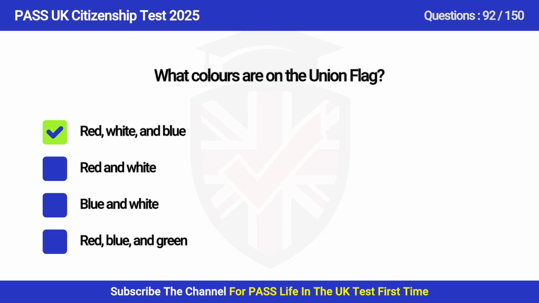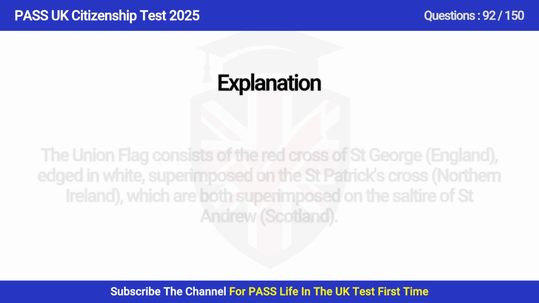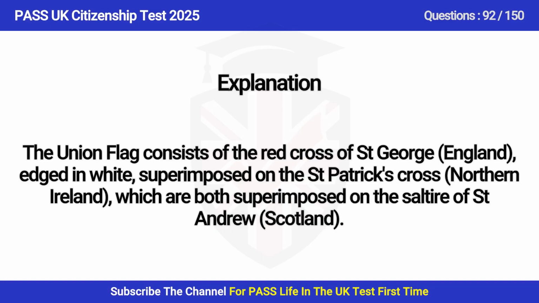The answer is A. Red, white and blue. The Union flag consists of the Red Cross of Saint George, England, edged in white, superimposed on the Cross of Saint Patrick, Northern Ireland, which are both superimposed on the Saltire of Saint Andrew, Scotland.